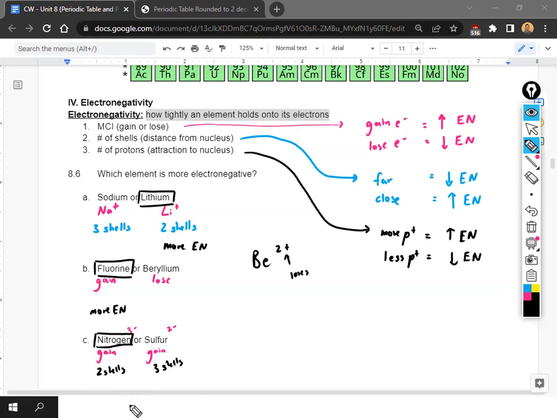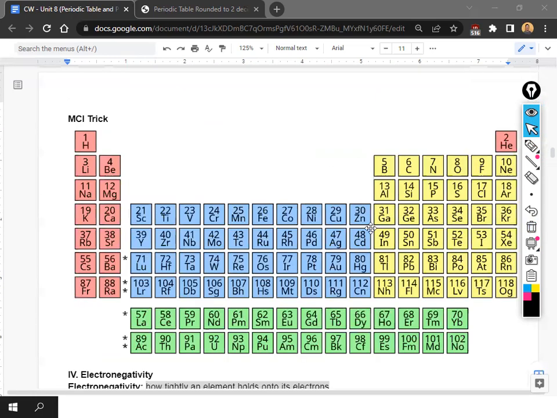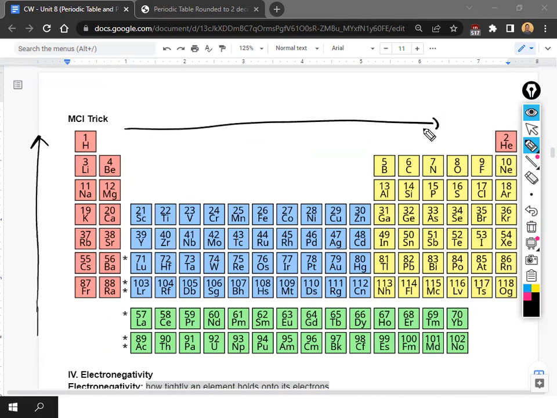Okay. You guys ready for me to show you guys the trick? Yeah. Okay. So you still need to know how to do this because there are some times where the trick will not work very well. But let me show you guys the trick on the periodic table. Okay, the trend for electronegativity is going to be, as you go up and as you go to the right, it's going to get more electronegative.